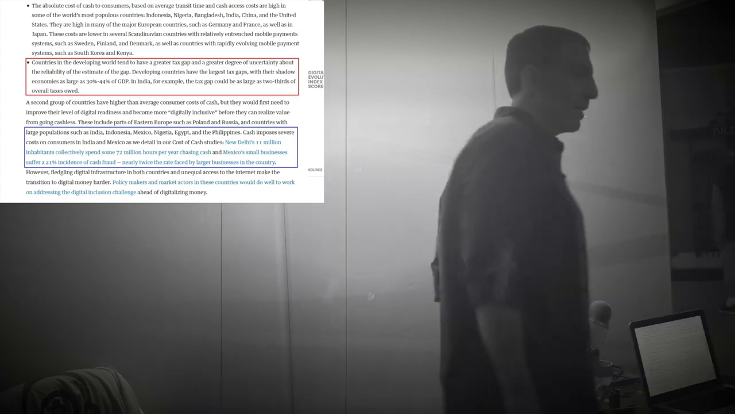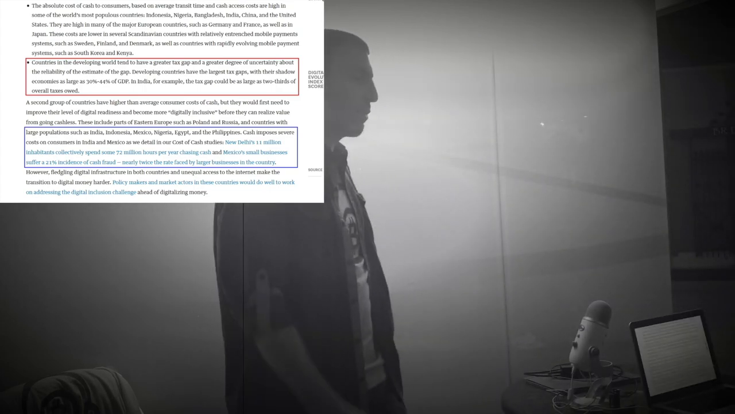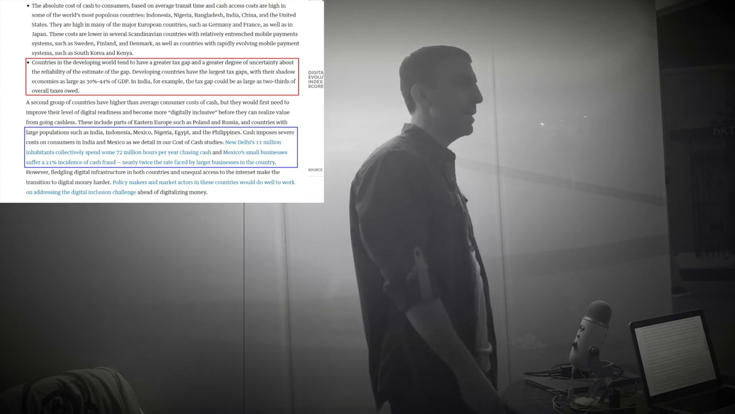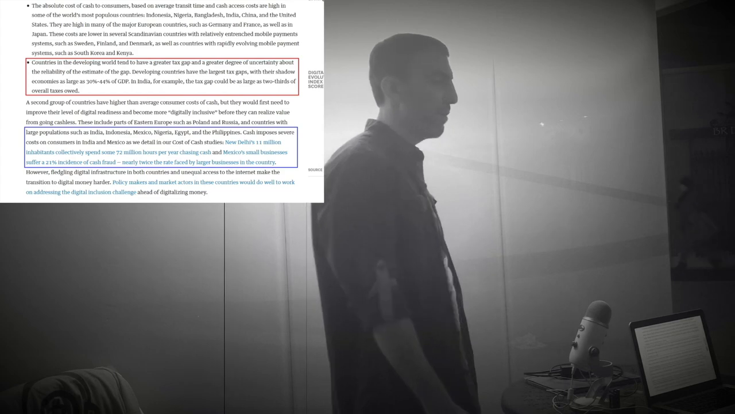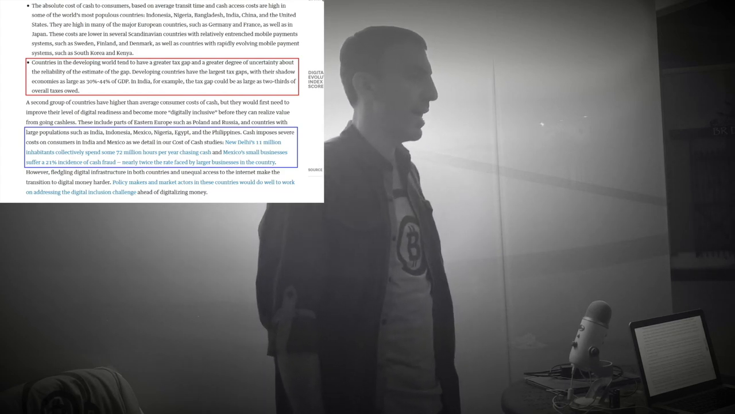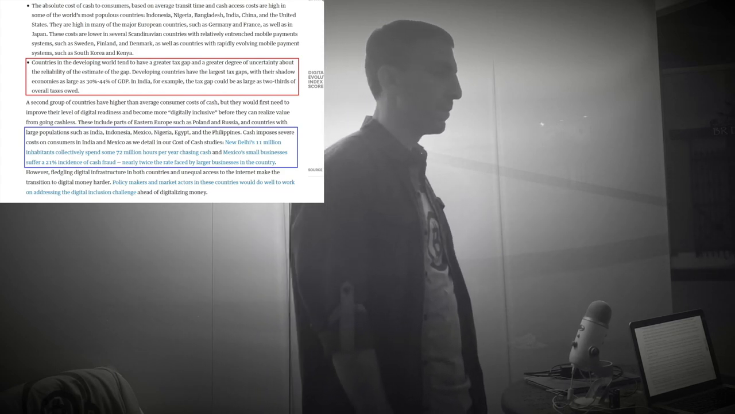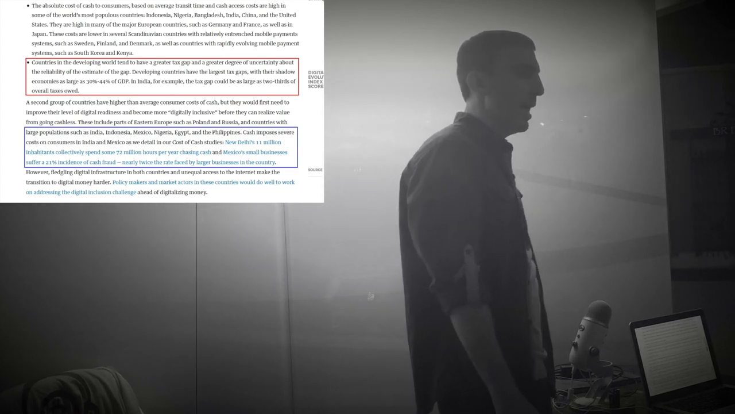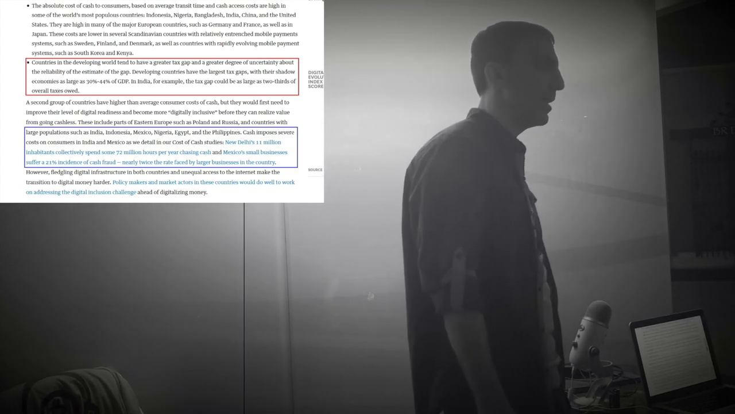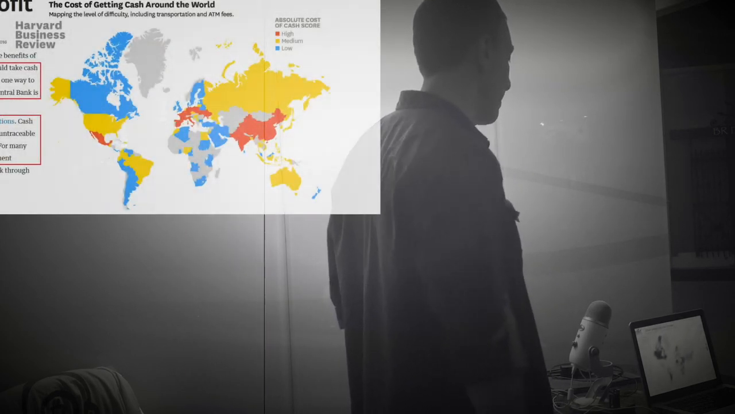What are the numbers here? 30 to 44% of Indian GDP is not recorded. So the Indian cash economy is so big that 40% of GDP is unaccounted for in tax revenue of the country. And this is the biggest reason why India decided to start eliminating cash. But there is a problem.